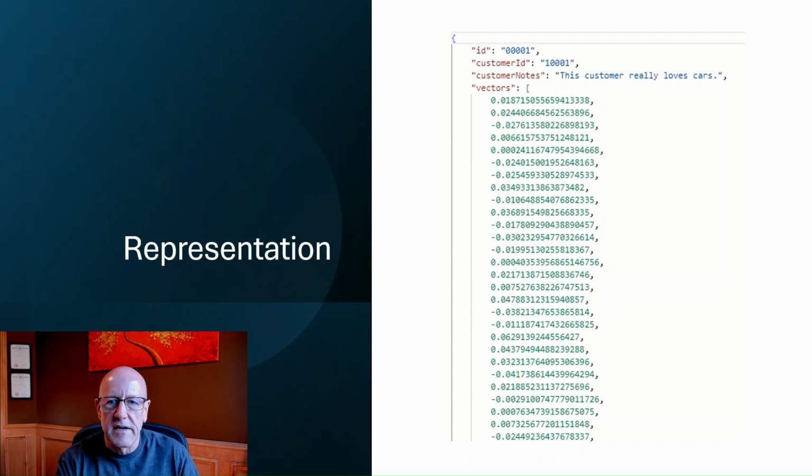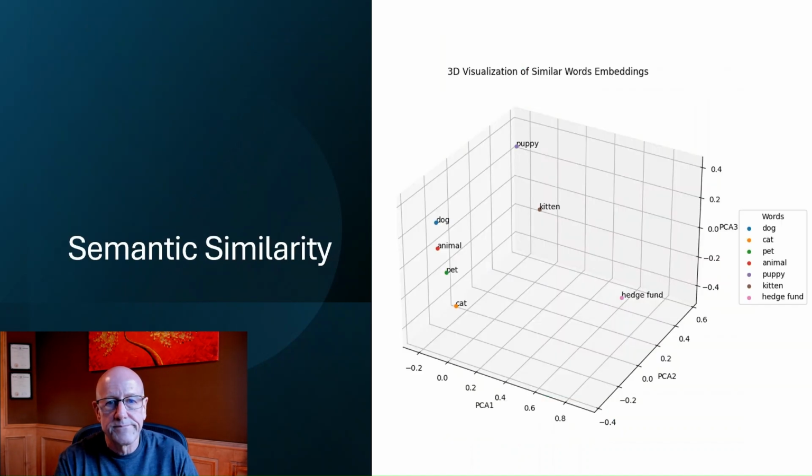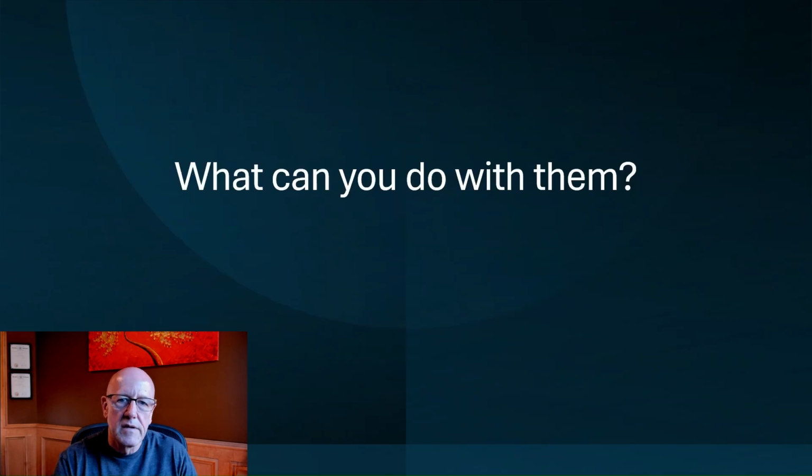Embeddings are expressed as a series of floats in an array. The number of these floats is determined by the number of dimensions. This can be any size, but you often see dimensions of 256, 1536, or sometimes higher. Using embeddings, objects with similar meanings or characteristics are represented by vectors that are close to each other in this multidimensional space. For example, dog, animal, and pet are close to each other, and words like hedge fund are further away. So, what can you do with embeddings?